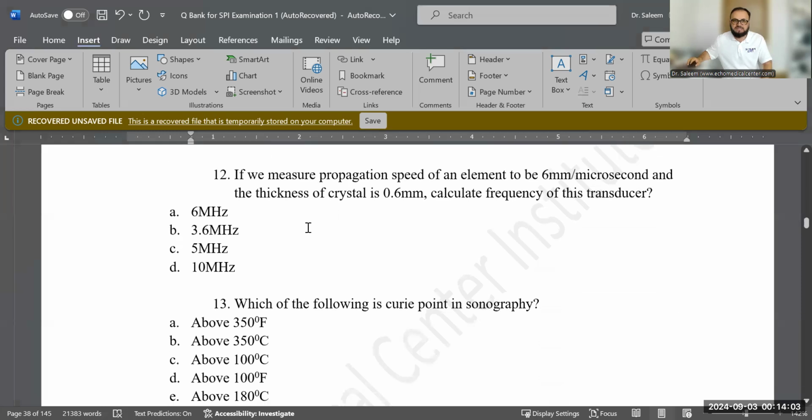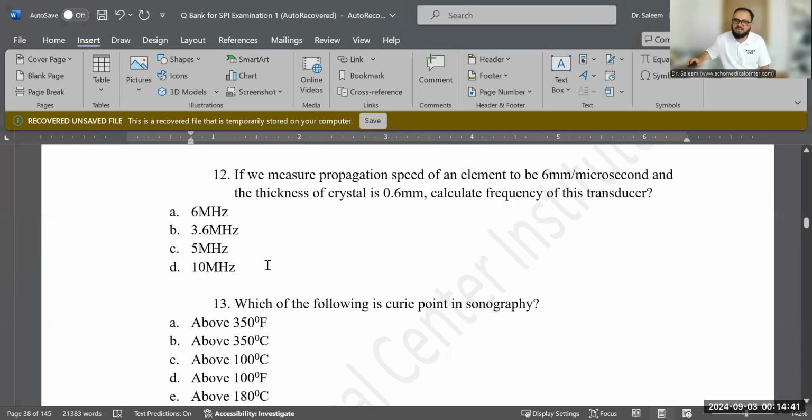Okay, it says if we measure the propagation speed of an element or crystal to be 6 millimeters per microsecond, and the thickness of the crystal is 0.6 millimeter, now calculate the frequency for this transducer. It's not a tough question, but you should know the formula to have the solution for this question. Okay, I will give you the options. 6 megahertz, 3.6 megahertz, 5 megahertz, 10 megahertz. What do you think? Which one is the correct option?